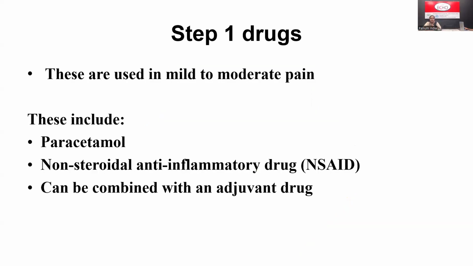So step 1 drugs. These are used to treat mild pain, not moderate pain, sorry. To treat mild pain, these include paracetamol and NSAIDs, non-steroidal anti-inflammatory drugs, and can be combined with an adjuvant drug. Okay, next.